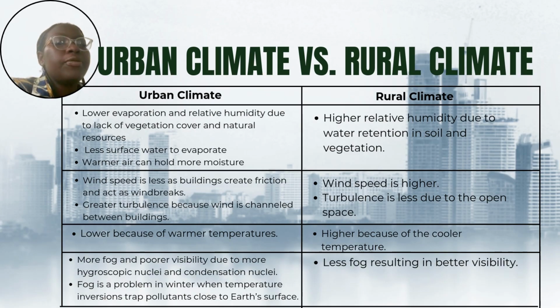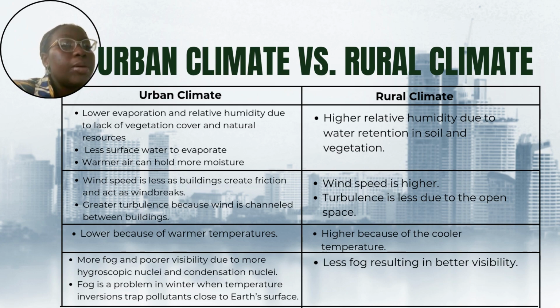Okay, now in terms of relative humidity, there are lower humidity levels in the urban climate because of less vegetation cover and natural resources. There's less surface water to evaporate. There's warmer air, which can hold more moisture. Versus in the rural climate, there's higher relative humidity because of water retention that exists in the soil and in the vegetation itself. And then in terms of wind speed, we have less wind speed in urban climate because of buildings that create friction, and we have the wind breaks.